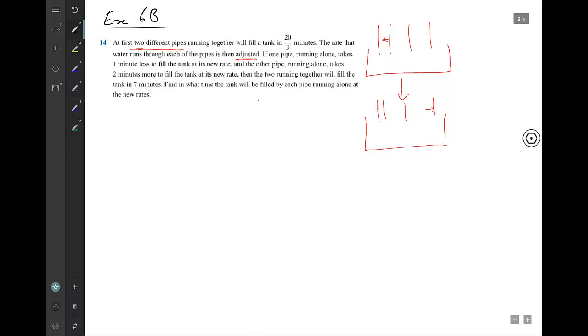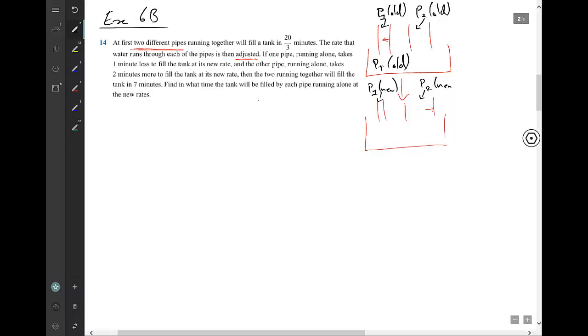So for my notation, I'm going to call this one pipe 1 old. I'm going to call this one pipe 2 old. And then the two together, I will just call pipes together old. Similarly, I'm going to call, so that was that one, that was that one. I'm going to call that one pipe 1 new. This one pipe 2 new. And then together, pipe together new.